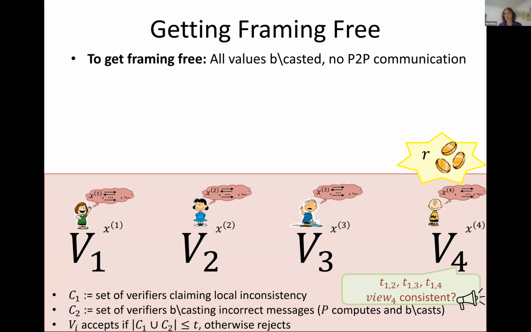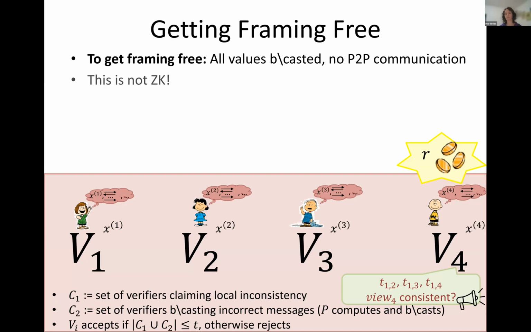Once you broadcast these tags, the prover can complain against verifiers that are lying. And now each verifier can locally count how many complaints there are. How many verifiers complained against the prover? How many verifiers did the prover complain against? And if there are too many complaints, the prover must be cheating. But if there are few complaints, we can attribute them to cheating verifiers and accept the claim.